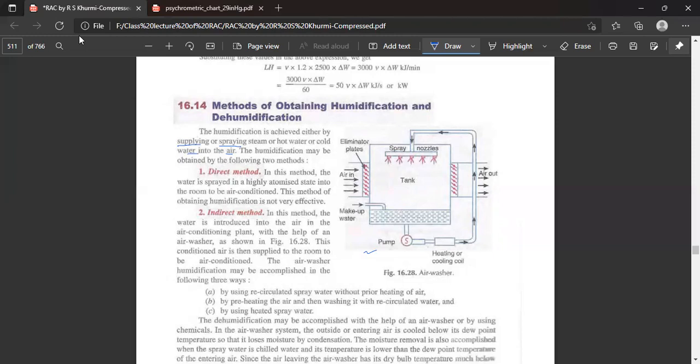So either you recirculate the spray water without any heating, or you preheat the air and then wash it through recirculated water without heating it. Then you use the normal temperature air and use the heated spray water to make it vaporized, to improve its vapor content.